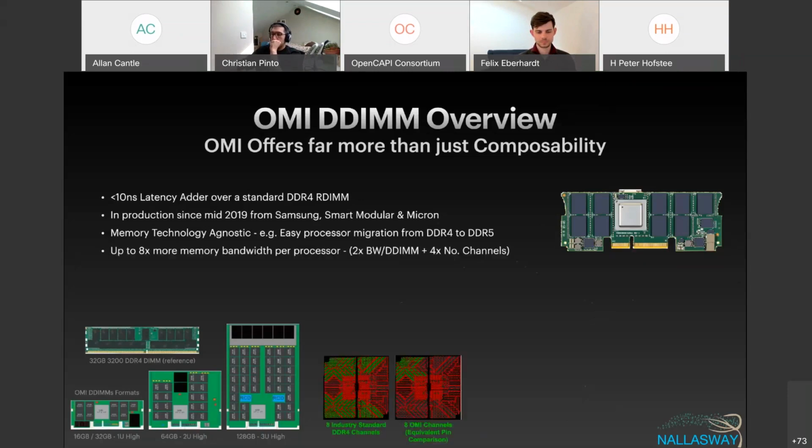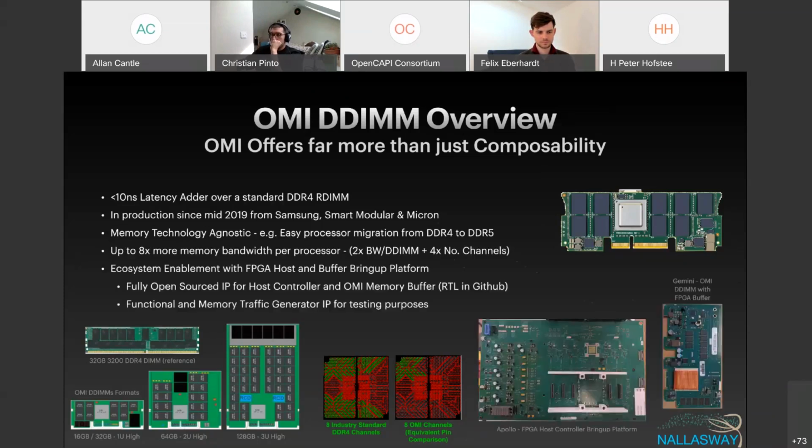Also, a really big advantage is we've got up to 8 times more memory bandwidth per processor. So the differential DIMM itself is twice the bandwidth today of a standard DDR4 DIMM. And as you can see from the picture below, we can actually fit 4 times as many channels into a standard processor package in comparison to DDR4 channels.